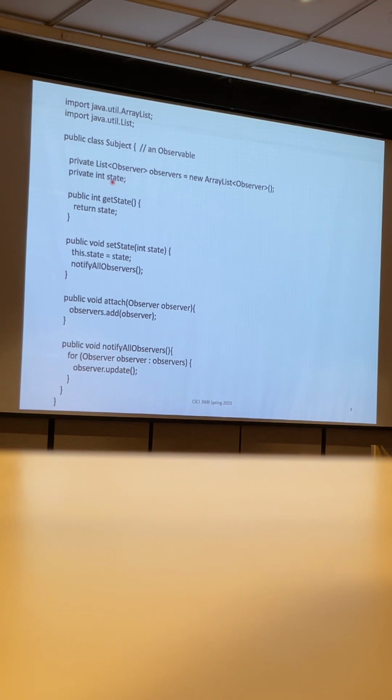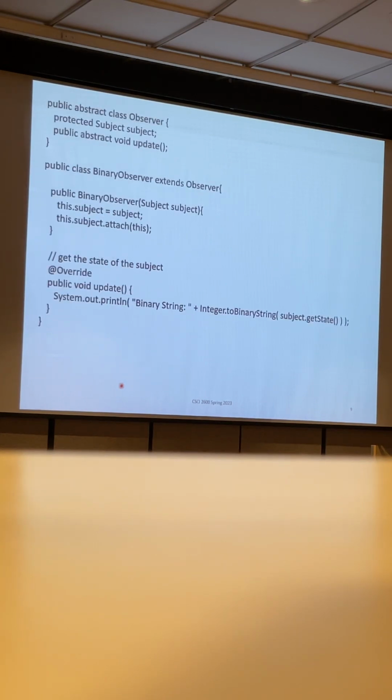Data is just an integer, right? For this binary, hex, octal, and when this integer changes, right, it can only change through the set state, right? Because this state field is private. So the only way for someone to change the integer in our model is by calling set state. And when that state changes, automatically we make a notify all observers call, and notify all observers goes over all observers and calls an update on them.